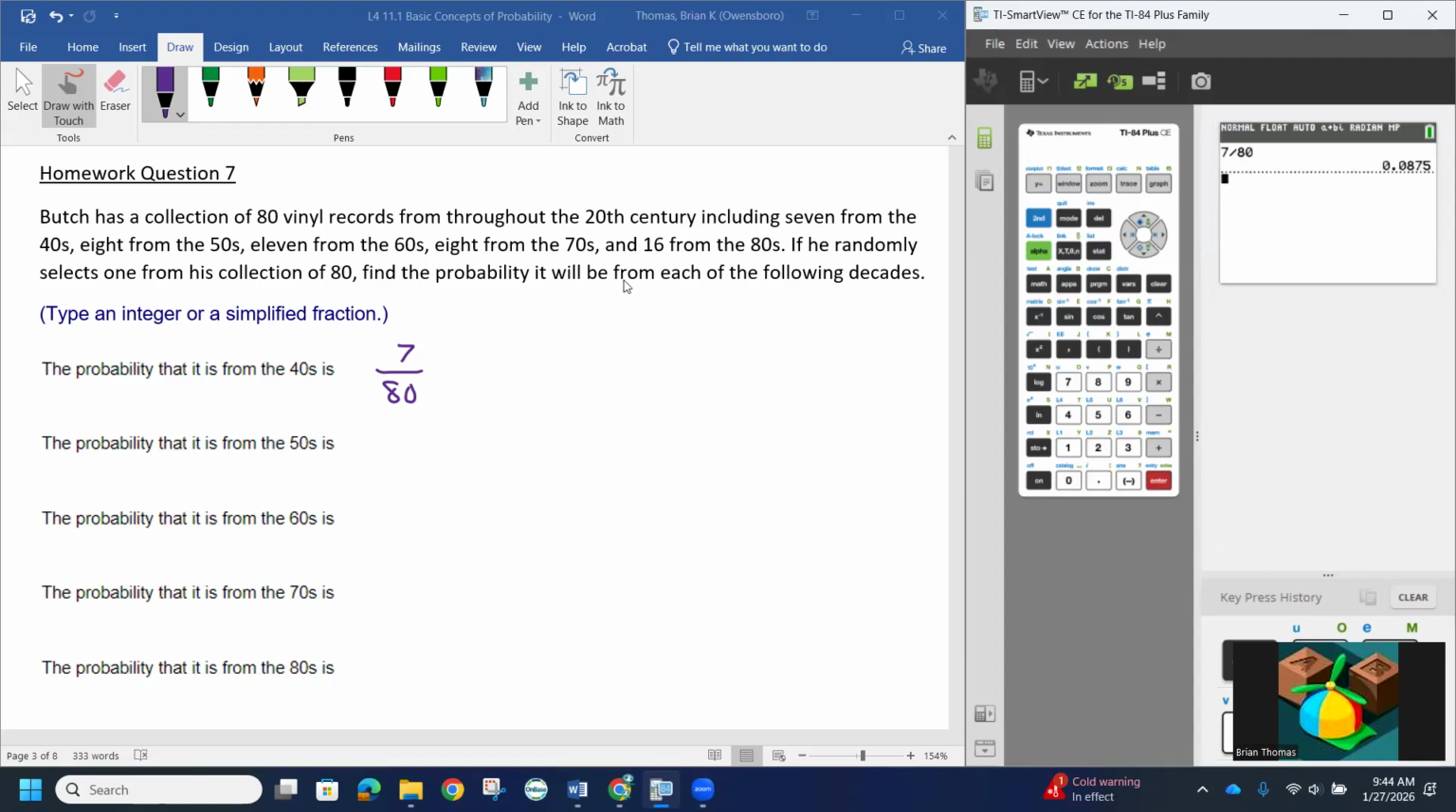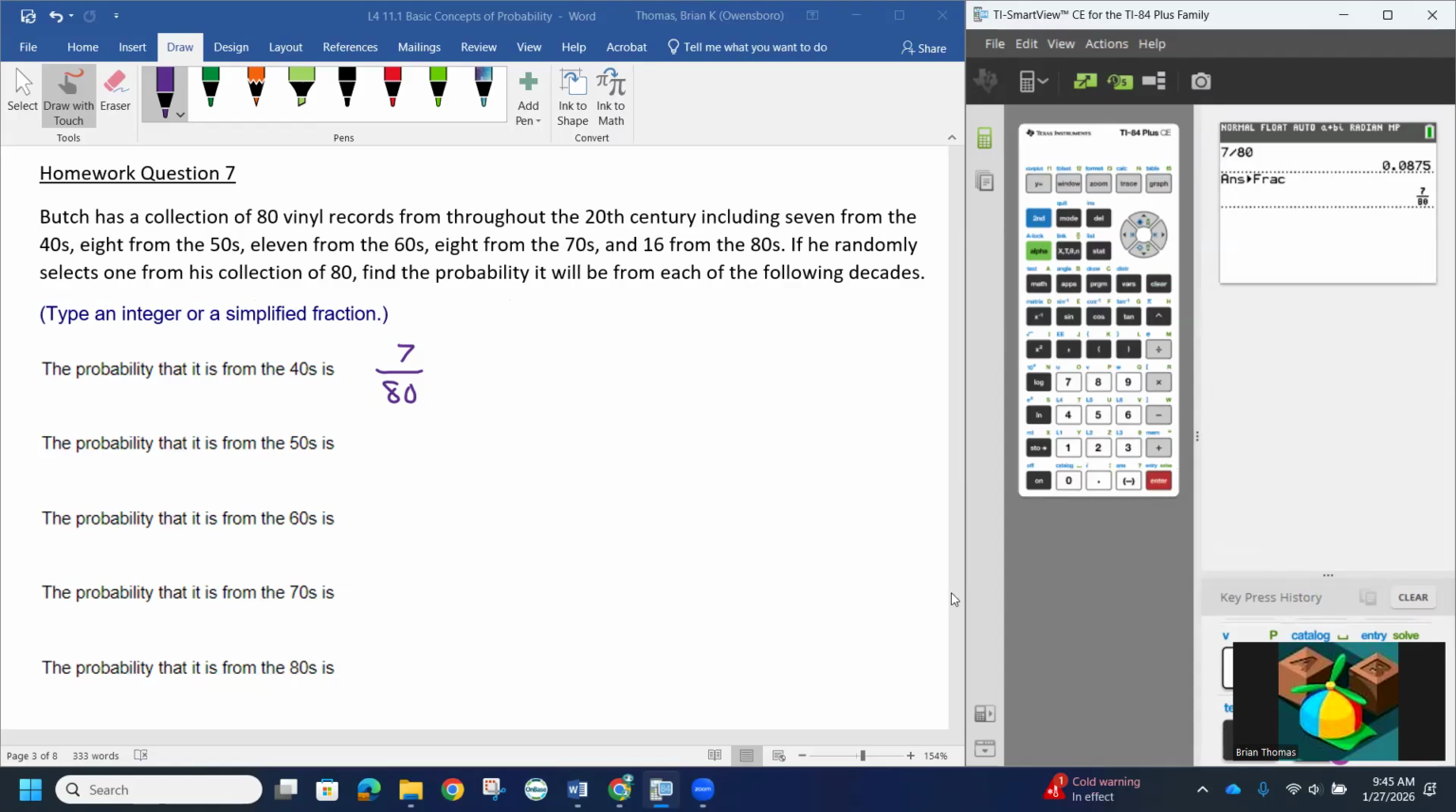Now they want to simplify fractions. So you can go to the math button. Notice right now it's a decimal. If you go to the math button, the first one here says arrow fraction. That means to convert to a fraction. So if I hit enter there, it'll change this answer to a fraction. So notice how it's still going to be 7 out of 80, so it doesn't reduce.